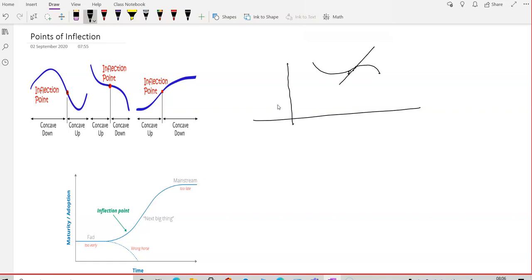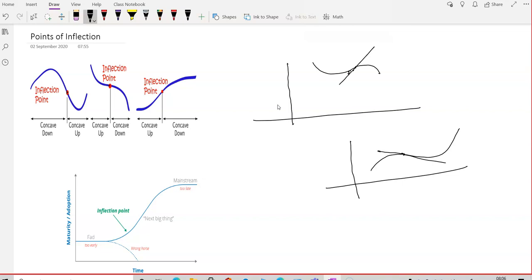It can happen this way also, if it is concave down and then going concave up. So at this point, if you draw a tangent to the curve, the tangent will intersect at one point, but the curve is crossing it at that point. Before it is concave down, after it is concave up. So this point is said to be a point of inflection.